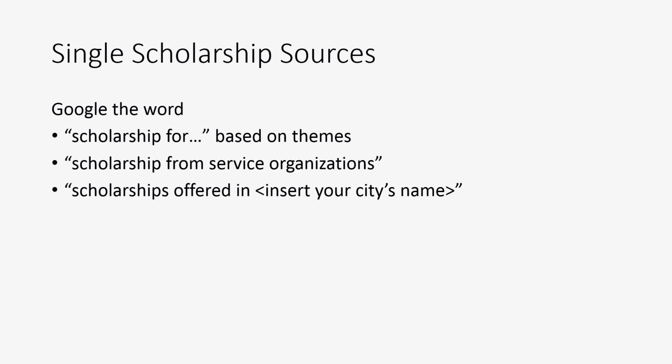On single scholarship sources, the easiest way to do it is Google the word and put the quotes in, so the Boolean search engine, scholarship for, and then put in your themes: leadership, service, academics, math, science. Scholarship from service organizations, once again all in quotes. Scholarships offered in, and then insert your city's name. And they'll start coming up with pages of single source scholarships. In other words, there's only one scholarship on that. Where with the search engine, one girl did a search engine and it came up with over $1 million worth of scholarships just for her.